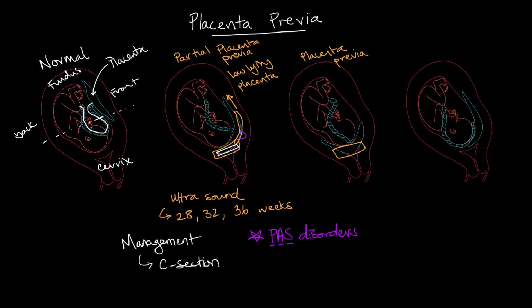The placenta is at higher risk of developing along a scar in the uterus, and modern C-sections are done using what's known as a Pfannenstiel incision.